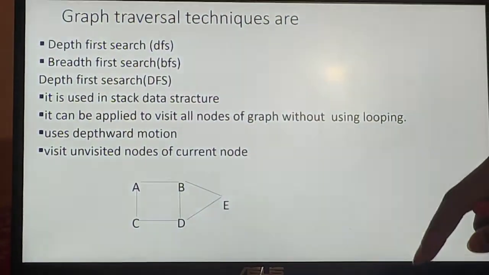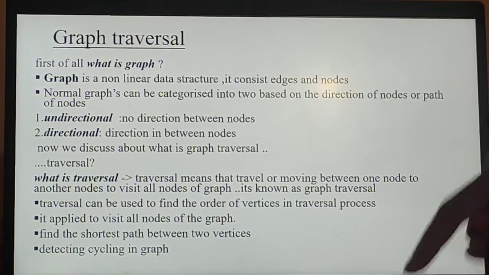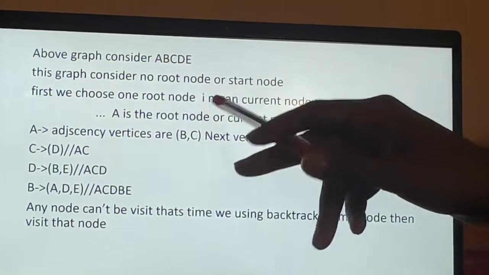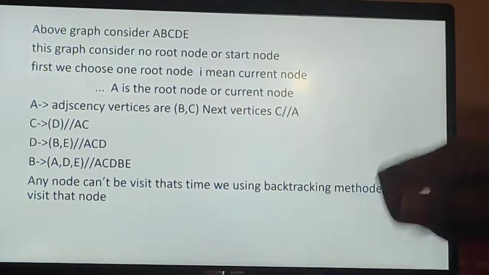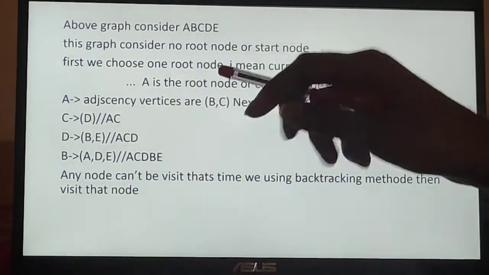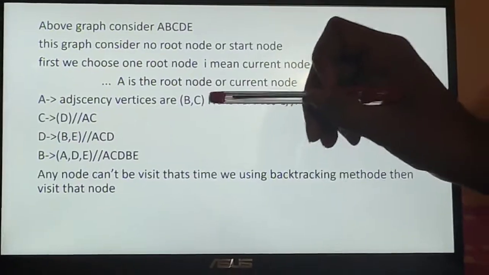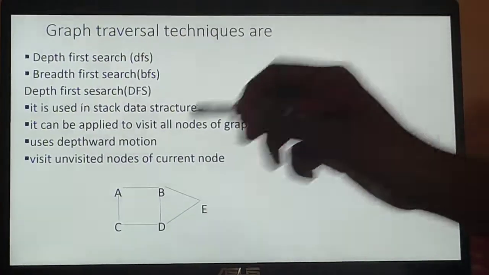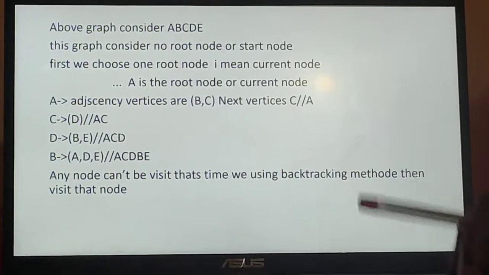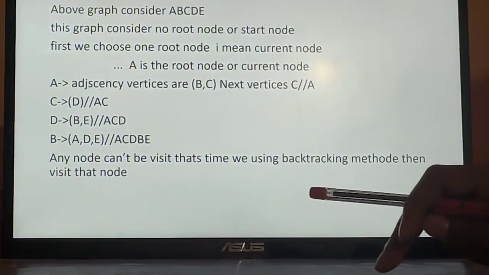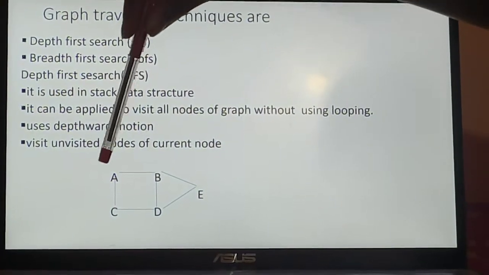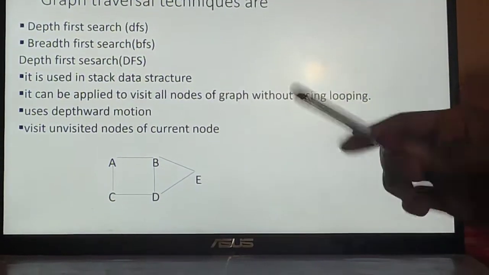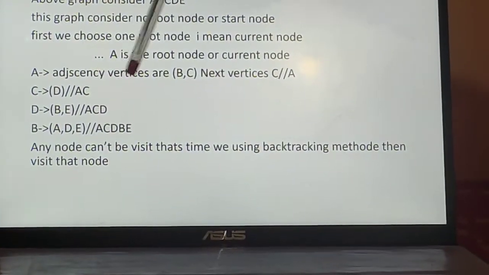Okay, next, let's check the graph with A, B, C, D. This graph has no root node, so first we choose one letter as the root node, the current node. A is the root node or current node. Then A's adjacent vertices are B and C.